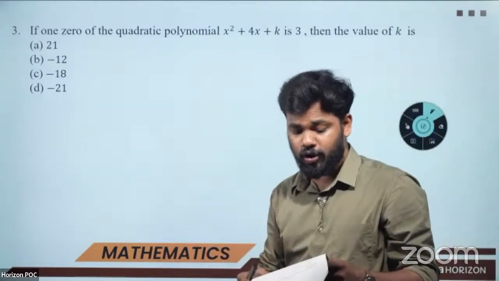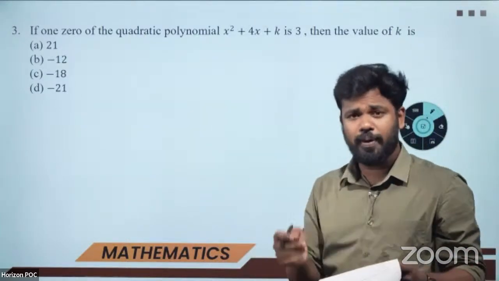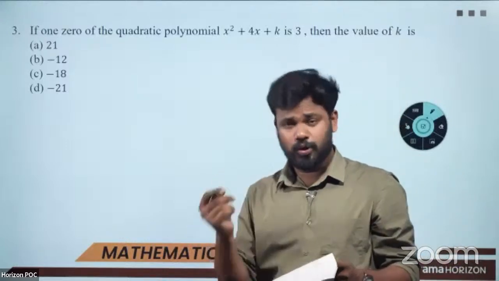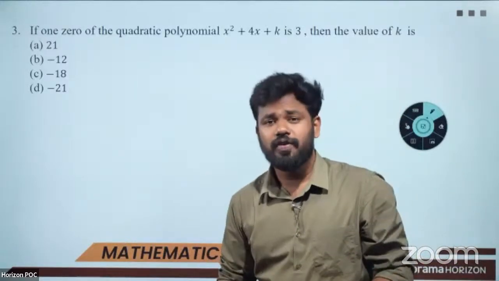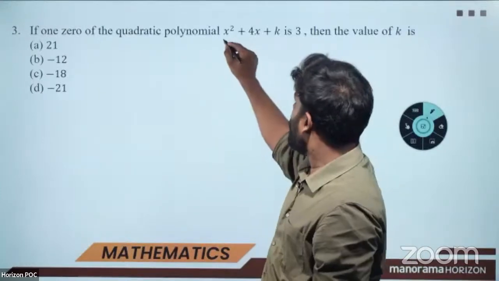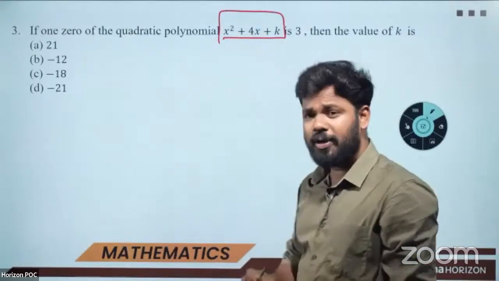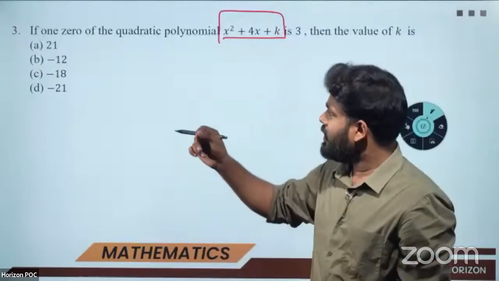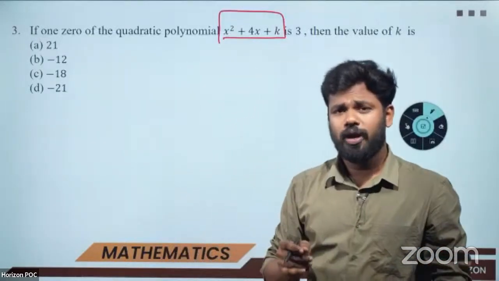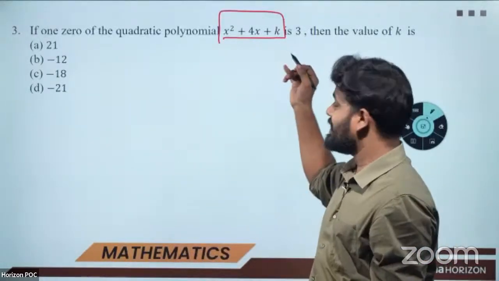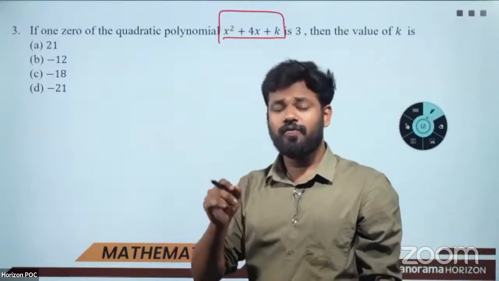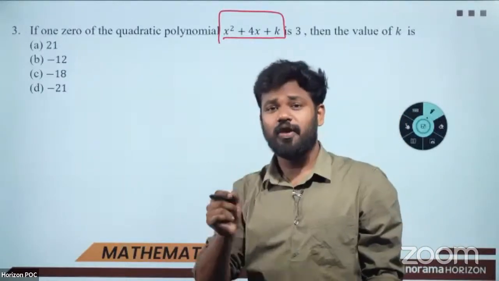If one zero of a quadratic polynomial x square plus 4x plus k is equal to 3, what is the value of k from that? They're asking, you are given a polynomial, x square plus 4x plus k, and one zero of that particular polynomial is 3. Now, what will be the value of the unknown quantity, or what is the value of k?